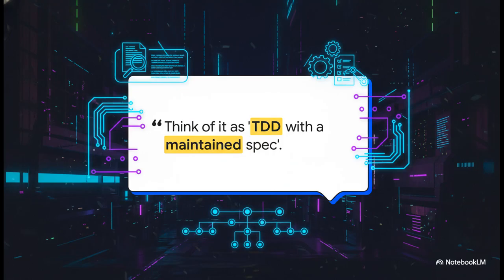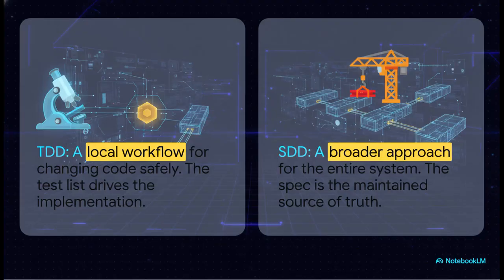You know, a great way to wrap your head around this is with a simple analogy. If you're familiar with test-driven development, or TDD, just think of SDD as TDD with a maintained spec. It takes that core discipline of TDD but elevates it by making the specification the official living test list. And this is where it gets really interesting. TDD is fantastic, don't get me wrong, but it's really a local workflow. It's about changing a specific piece of code safely. SDD is much broader. It's about the entire system. You're explicitly defining the architecture, how different modules are going to integrate, and you end up creating what we call living documentation that can't go out of date, because it's directly tied to the tests.